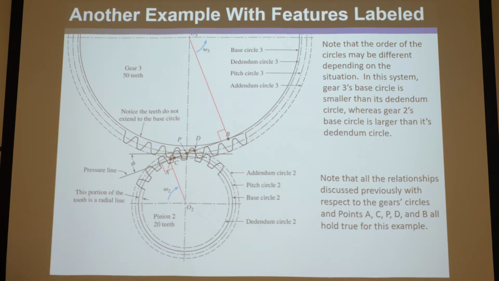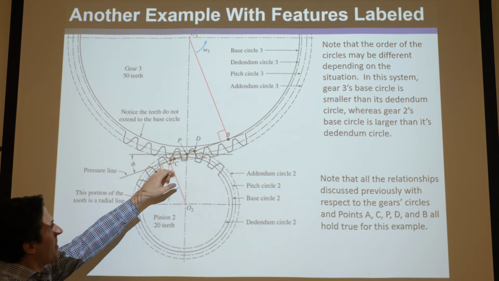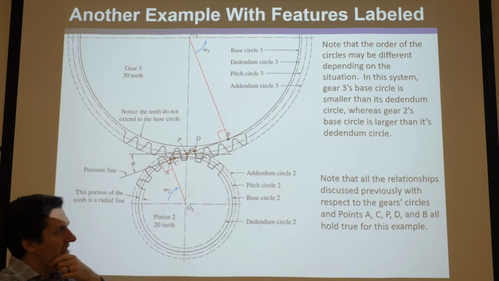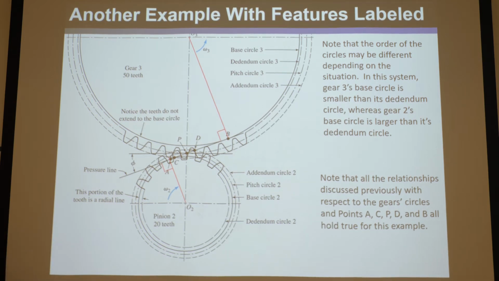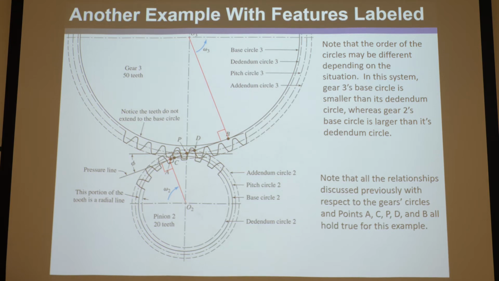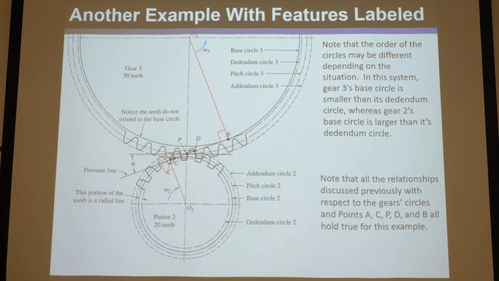I notice so far in all our examples, C and D lie between A and B. That's going to be a significant thing. If you look back on all the slides, you'll find A and B are on the outside and C and D are on the inside. Okay, that means they're well-designed gears.